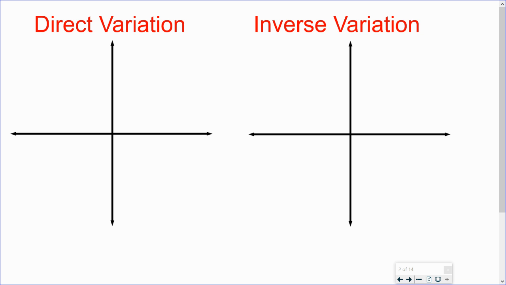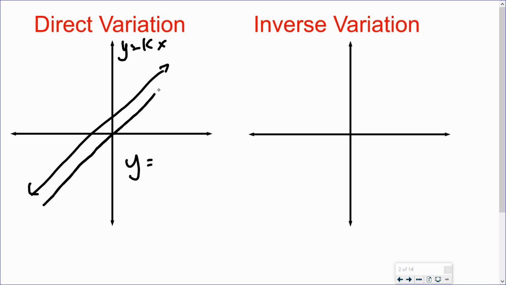What you're going to find out is it's very similar to before. Okay, direct variation is y is equal to k times x. That's going to be a nice linear relationship. Okay, it's something like y is equal to, if this was properly drawn, it would go right through the center. Okay, y is equal to 2x, something like that.